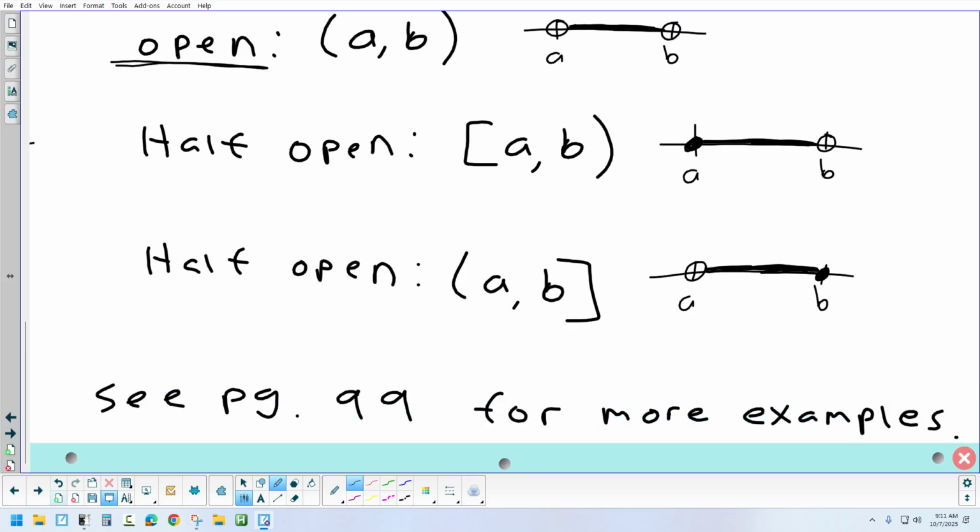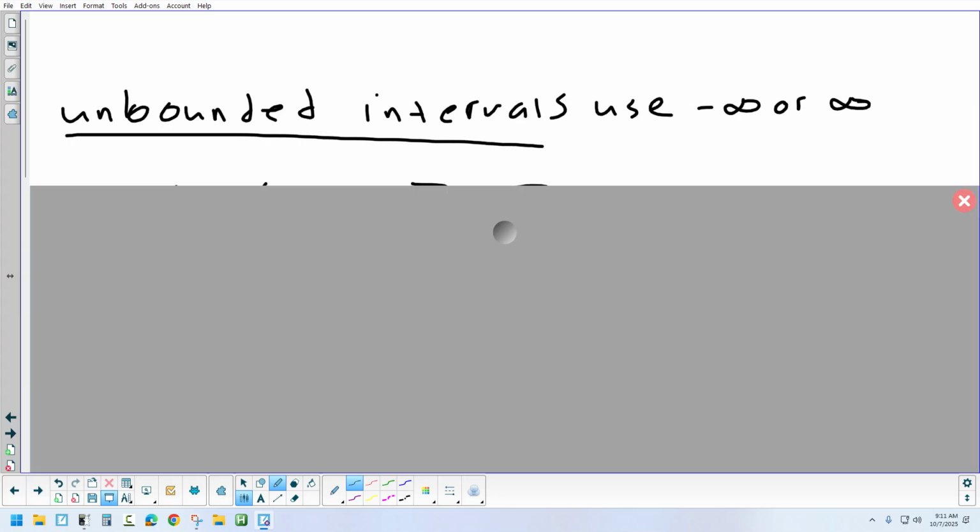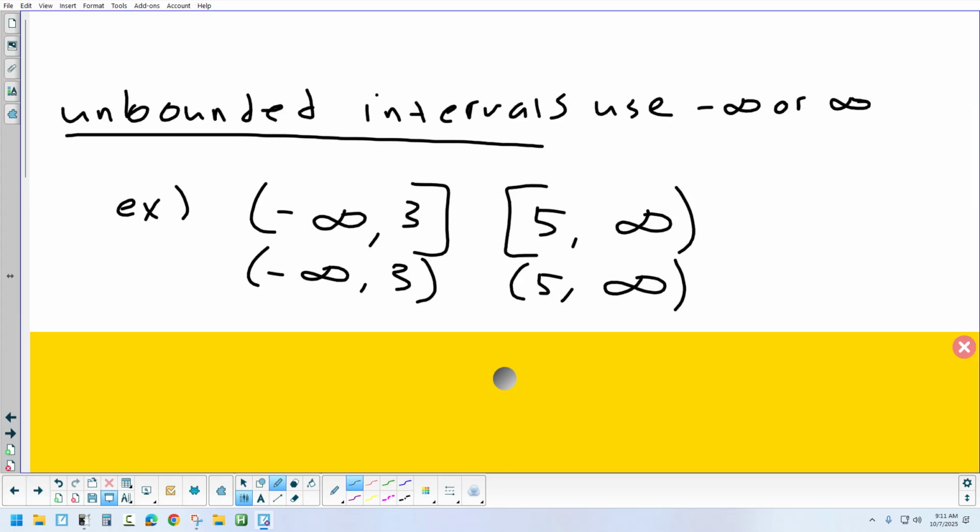Okay, and I already drew all the examples for you right on the right-hand side. So we can have bounded intervals, and then what other kind of interval do you think we can have besides something that's bounded? We can have unbounded. So we know it's unbounded if you see an infinity symbol. This is the kind of graph that if you did it, it would have an arrow on it.